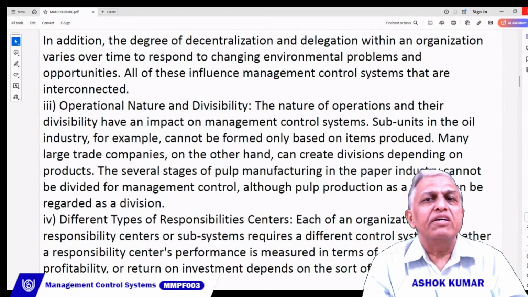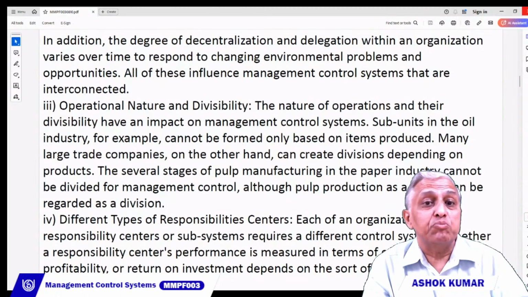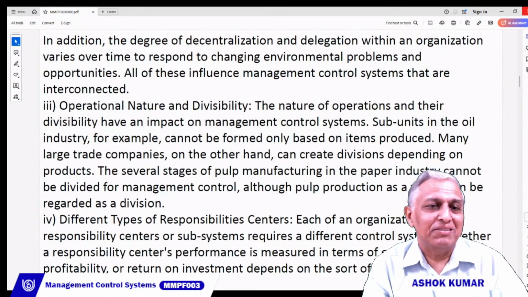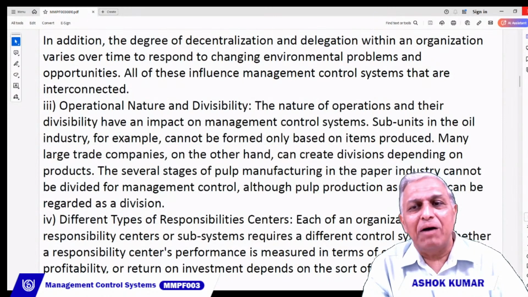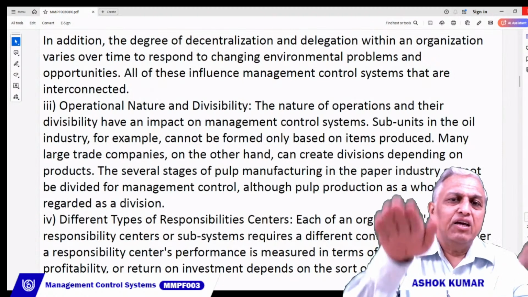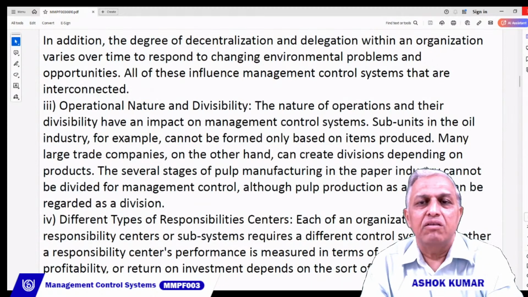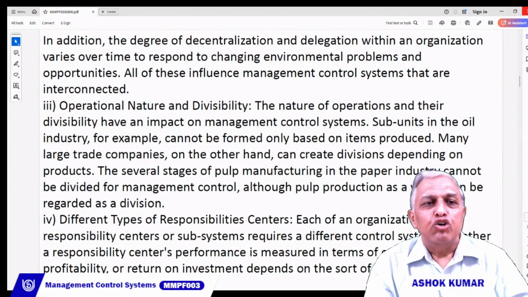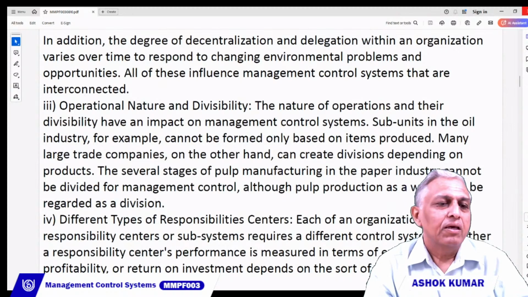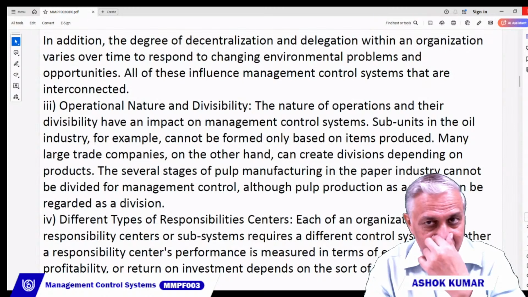In addition, the degree of decentralization and delegation within an organization varies over time to respond to changing environment, problems and opportunities. All of these influence management control systems that are interconnected. Suppose there is a degree of decentralization: somewhere it is more, somewhere it is less, somewhere the delegated powers are there, somewhere the powers are not there. So definitely it is influencing the management control systems because it is interconnected. According to the decisions, only the decentralization or delegation has been given.